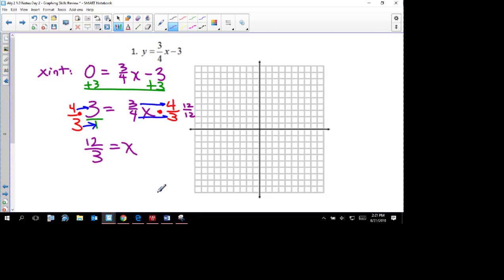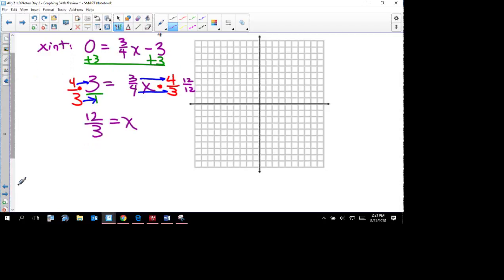And then you didn't necessarily need to write this step. Maybe some of you do, some of you don't. What's x really equal? 4. So we write our x-intercept as (4, 0), and we go plot it. (4, 0).